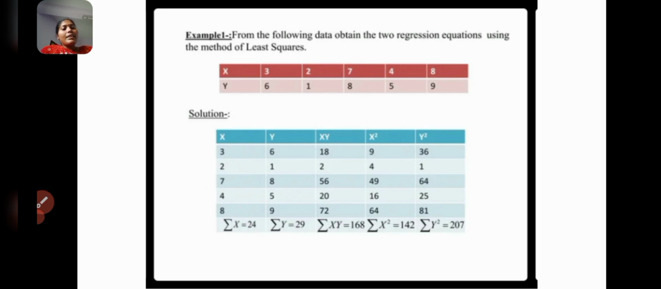Then we find the values and add the given values. Then we have summation x equal to 24, summation y equal to 29, summation xy equal to 168, summation x squared equal to 142, and summation y squared equal to 207. From the table we have found these values.